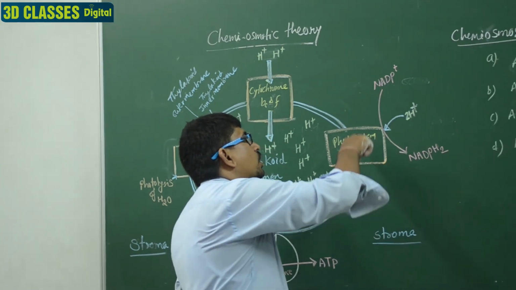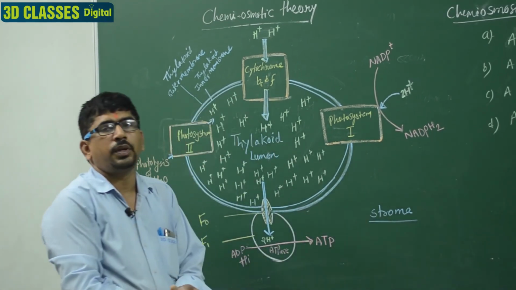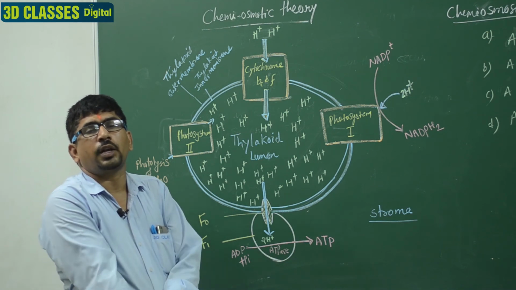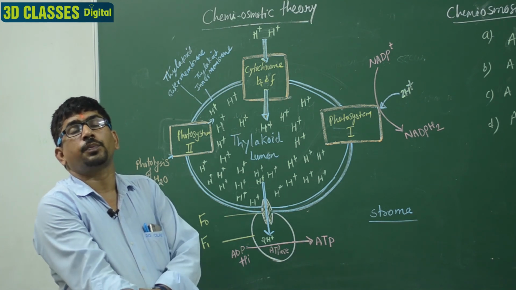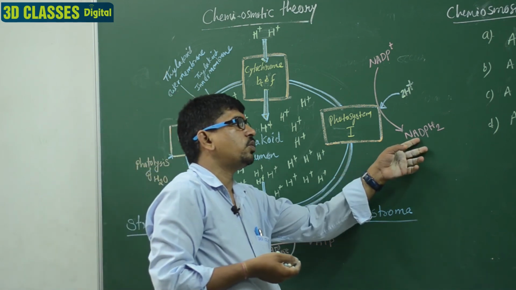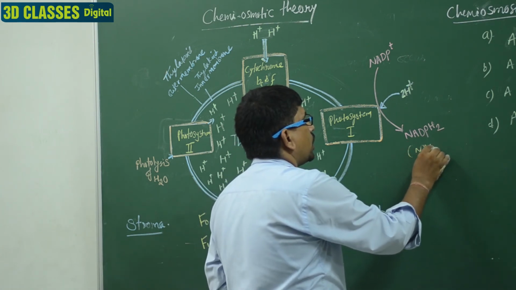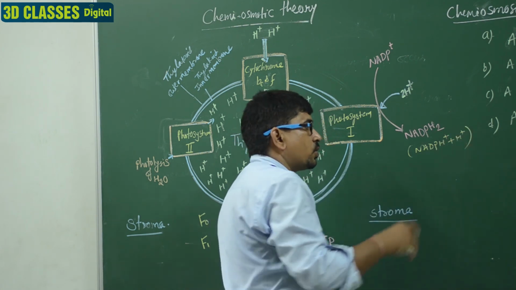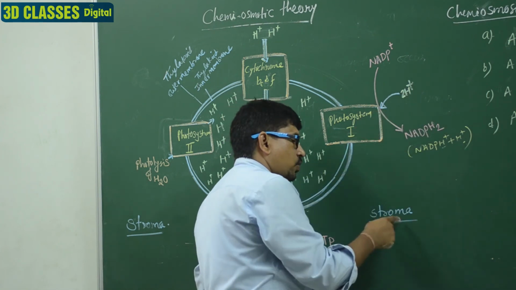In this process the NADP is converted to NADPH. We can say this is the reduction of the NADP. So the reduction of the NADP depends on the proton. We can say the formation of NADPH requires the proton. This condition is known as NADPH plus H plus. So this requires protons, and these protons are utilized from the stroma region.